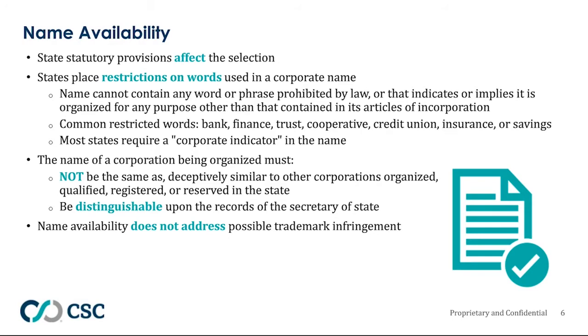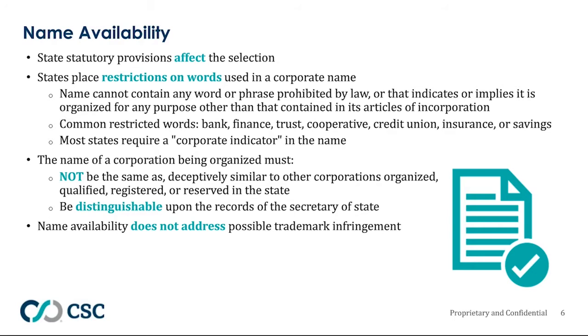It clearly wasn't a bank, but because the word bank appeared in this entity, which probably was a real estate vehicle, the state said it was not available and was prohibited. Most states require a corporate indicator in the name. So for example, if you're forming a corporation, it should have the word corporation or corp, the abbreviation, incorporated or inc, or another such ending like company some states allow. LLCs would have limited liability company, L period, C period, or LLC.